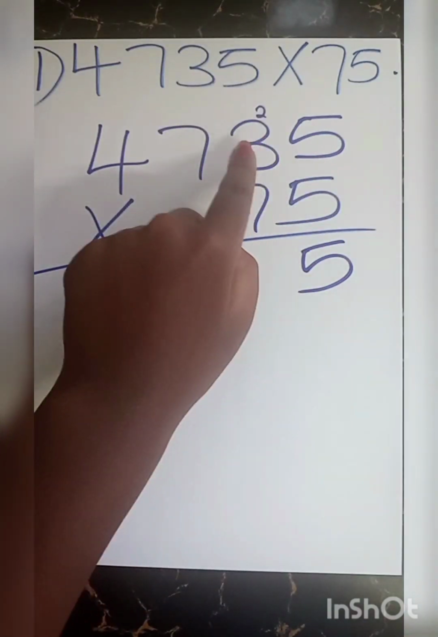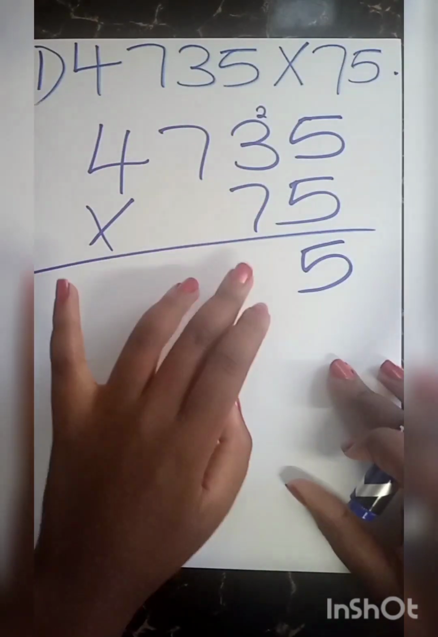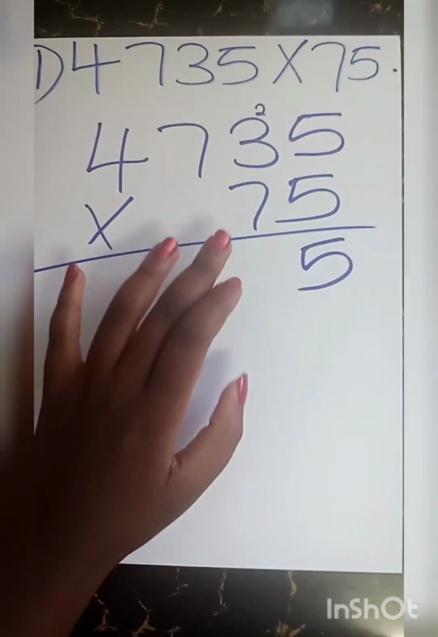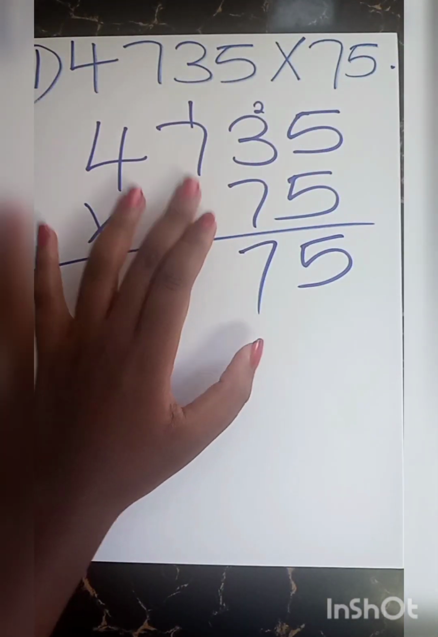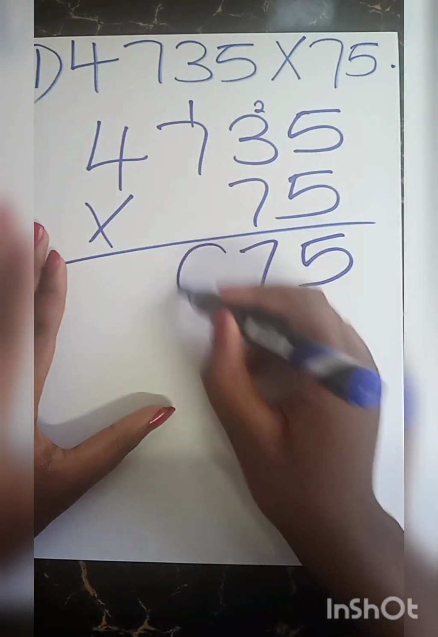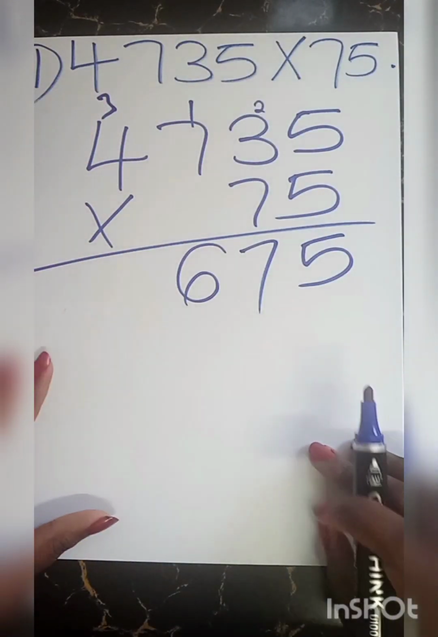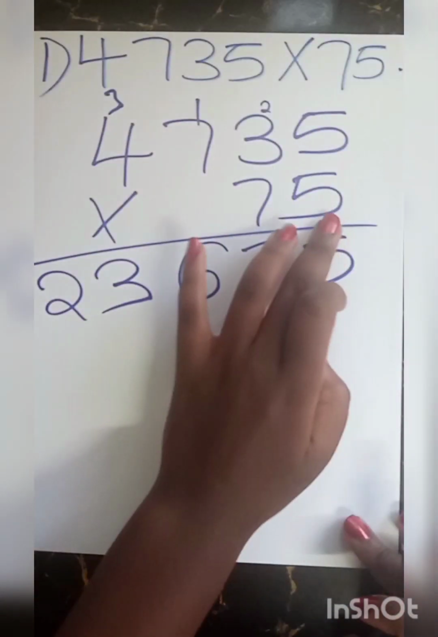So the next step would be to multiply this. What is 5 times 3? So what we are doing here, we are multiplying this whole thing by 5 first. 3 times 5 is 15. 15 plus 2 is 17. So you write a 7, carry 1. 7 times 5 is 35, plus 1 is 36. 6 carry 3. 4 times 5 is 20, plus 3, 23. So you've multiplied this by 5.